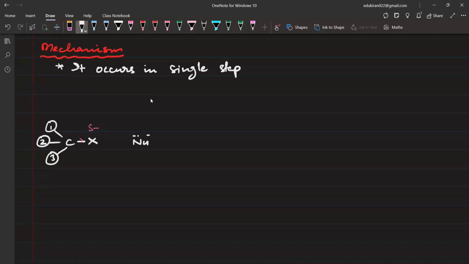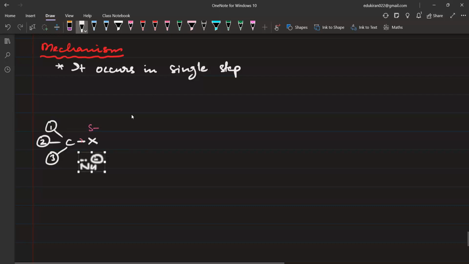So, nucleophile with a lone pair and negative charge. One thing you should understand is that this nucleophile cannot attack the carbon from the front. Why? Can you see that if it attacks from the front, there will be repulsion between the negative charge of the nucleophile and the halogen, which also has a negative charge? Also, the halogen has 3 lone pairs.